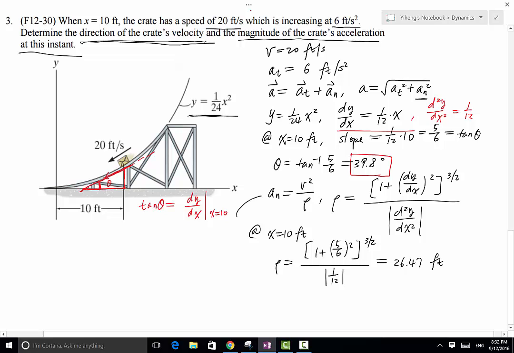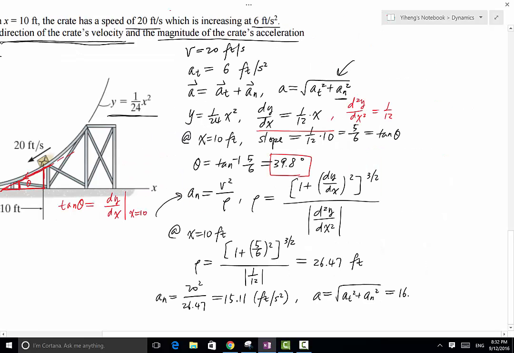Substitute it into this equation. a_n equals v squared, which is 20 squared, over rho, which is 26.47, and that equals 15.11 feet per second squared. And substitute everything into this equation. a equals the square root of a_t squared plus a_n squared, and that equals 16.3 feet per second squared.